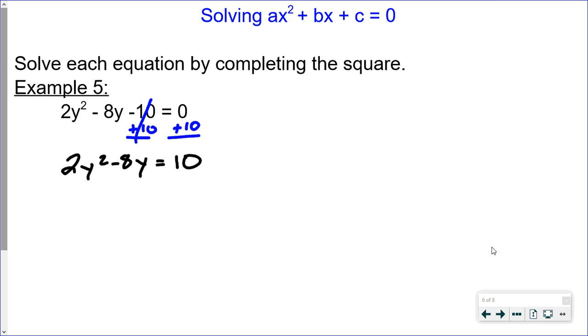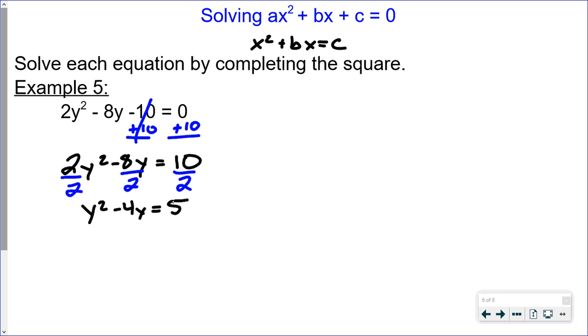So actually, I just realized, I misspoke before. When we're completing the square, we don't want an a value. So in order to complete the square, it needs to be in the form x squared plus bx equals c. All right, so we can't have a coefficient on the x squared. So the way we're going to get rid of that is we're just going to divide both sides of the equation by that coefficient, which is 2. And that's going to get rid of it. And so now what we have is y squared minus 4y equals 5. And now we're going to complete the square.